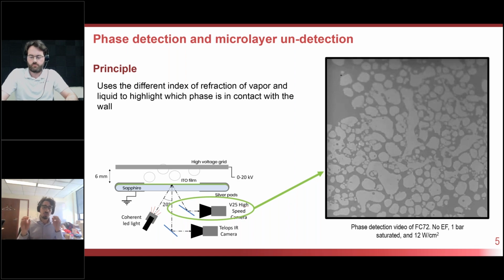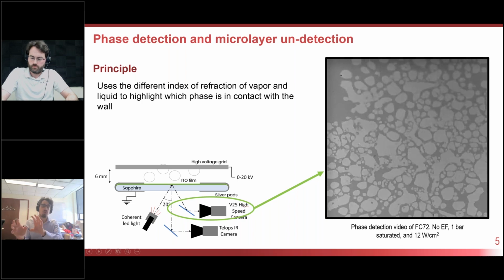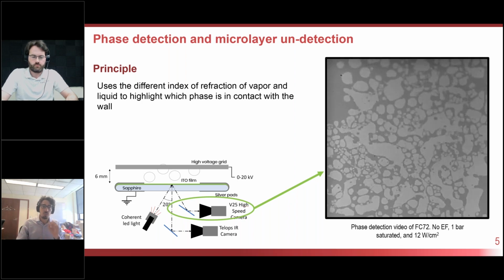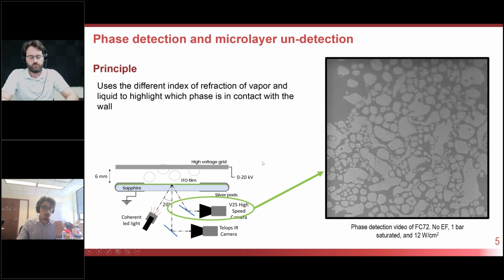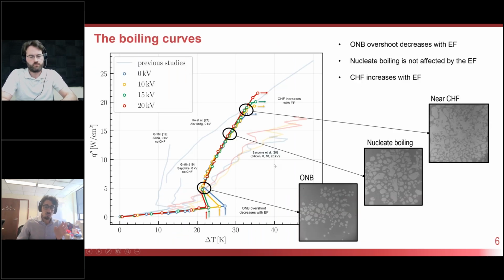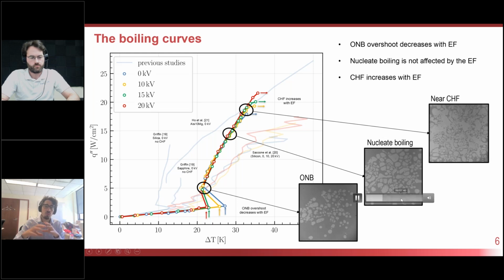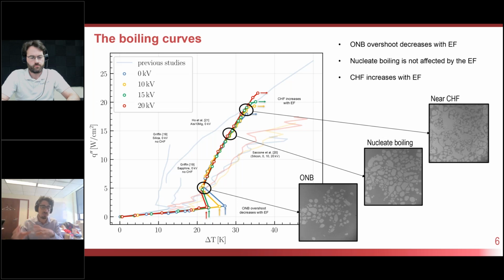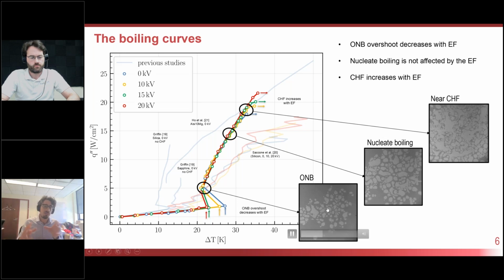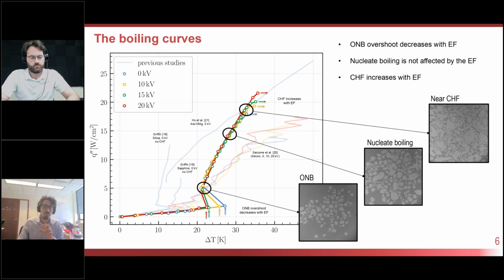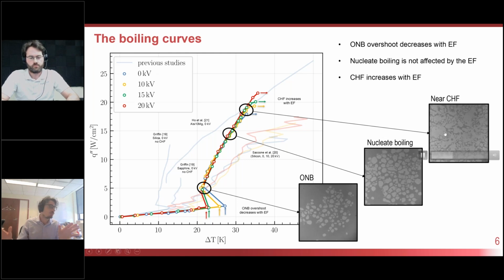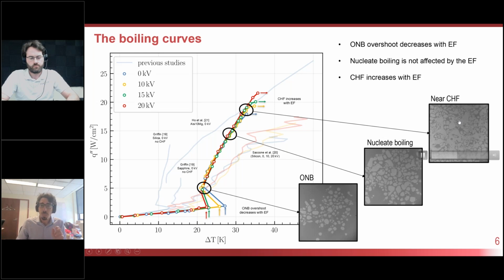And our objective here is to take this information, so we know where the bubbles are on the surface, and combine it with the IR camera. Now, before going into the IR camera, I want to show you how these videos look in the different regimes. So at the onset of nucleate boiling, you have some bubbles on the surface, but it's not very crowded. Then you have nucleate boiling, and then you are very near to CHF. Everything seems to be covered by vapor, right?